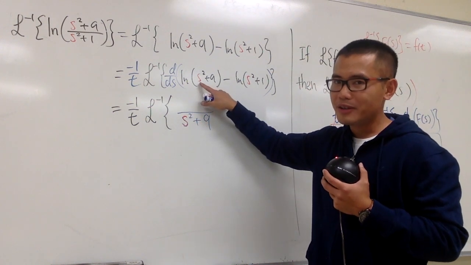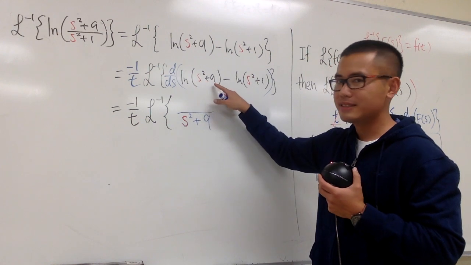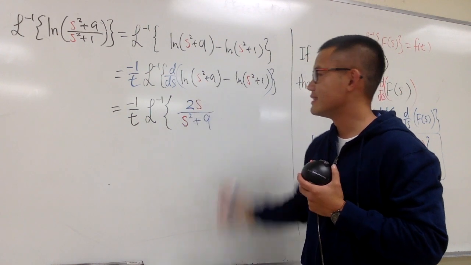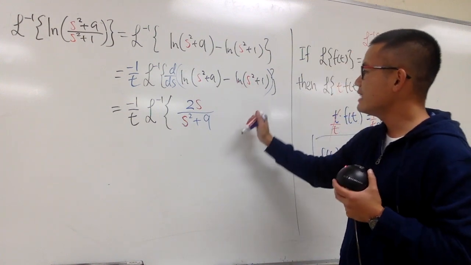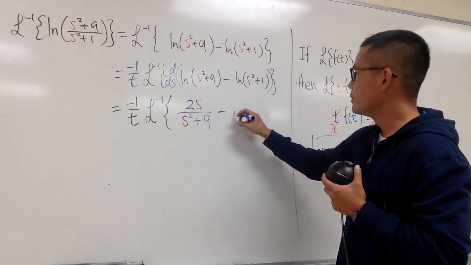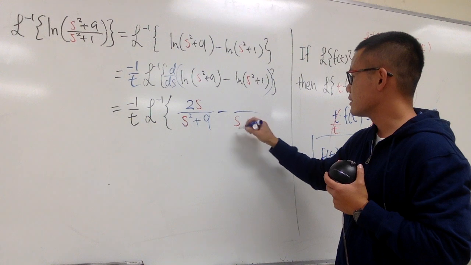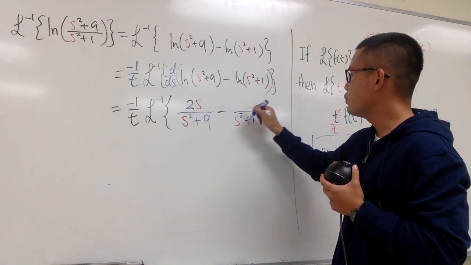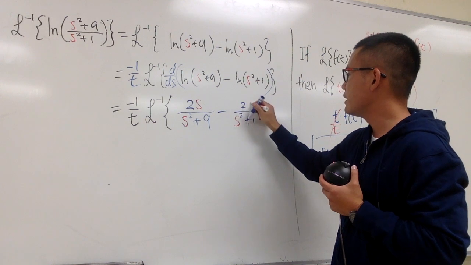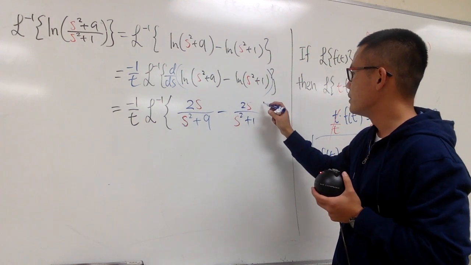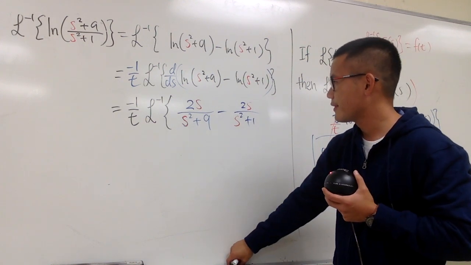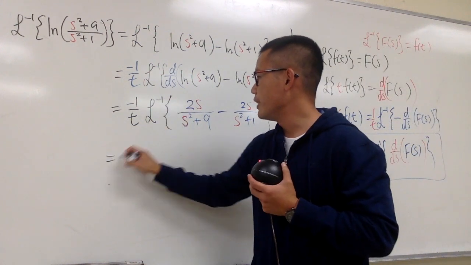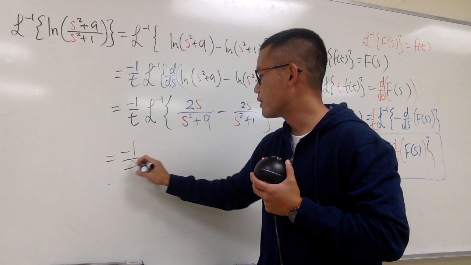However, inside here, the derivative of s squared plus 9 is what? It's a 2s, so I have to put on a 2 and then an s. And then minus the derivative of this is going to be something over that, s squared plus 1. And then I have to multiply by 2s again. So we have the 2 and then the s like that, which is pretty cool, right? Here we have negative 1 over t.